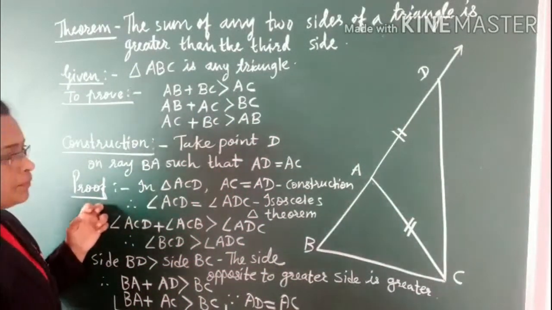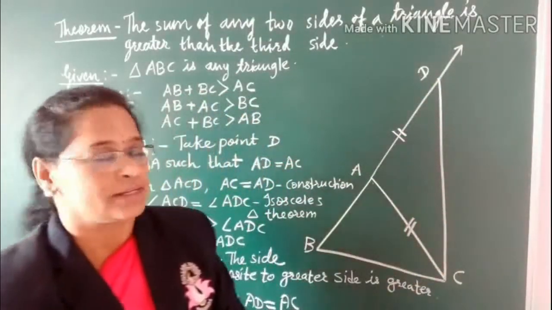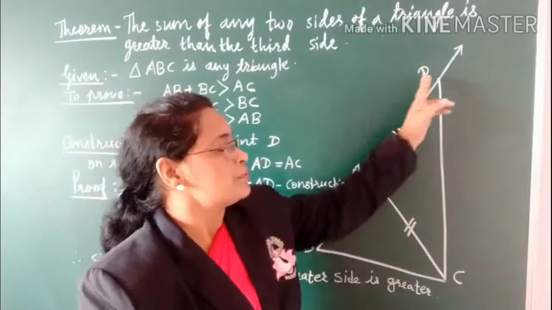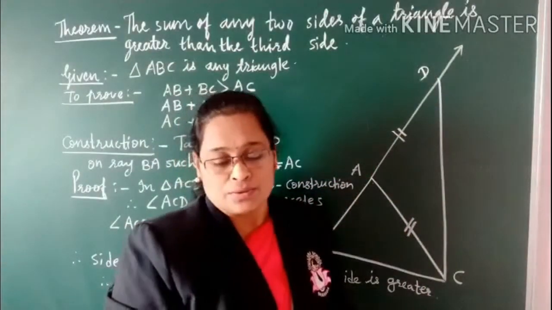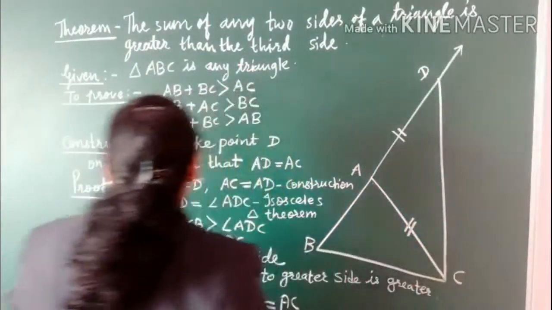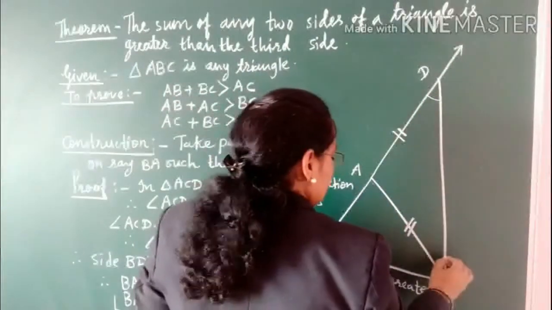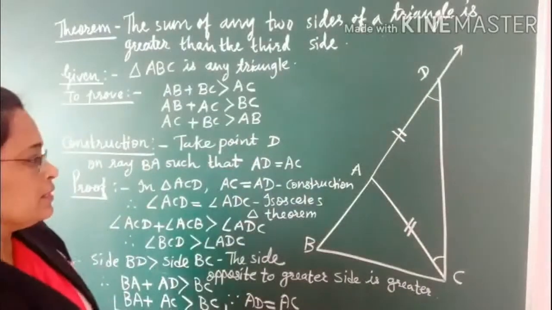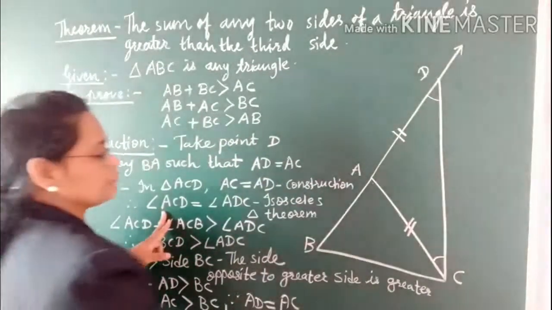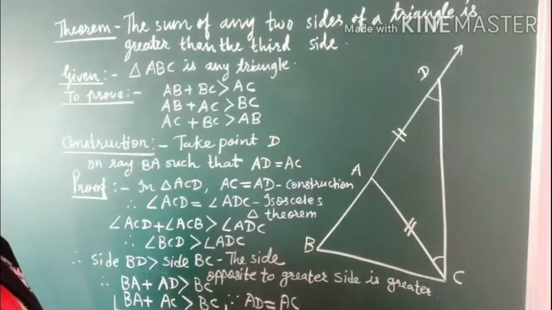After that, the proof we'll see now. If we join D and C, we'll get one triangle here. This triangle is an isosceles triangle because side AC is congruent to side AD. And as you know, in an isosceles triangle, the angles opposite to the equal sides are equal. So here we can say that angle ADC is congruent to angle DCA, or ACD. So here we'll write that angle ACD, this angle, is equal to angle ADC by the isosceles triangle theorem.